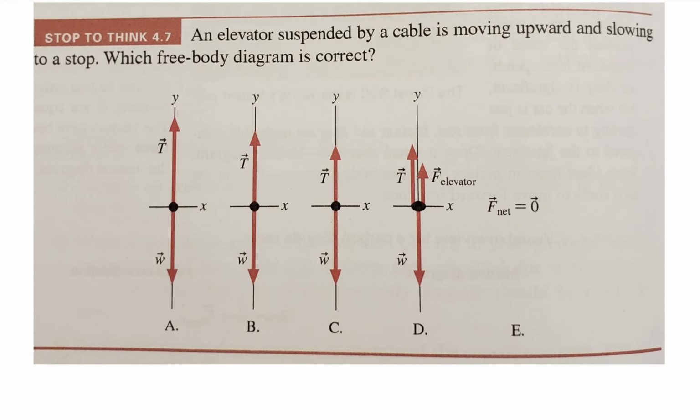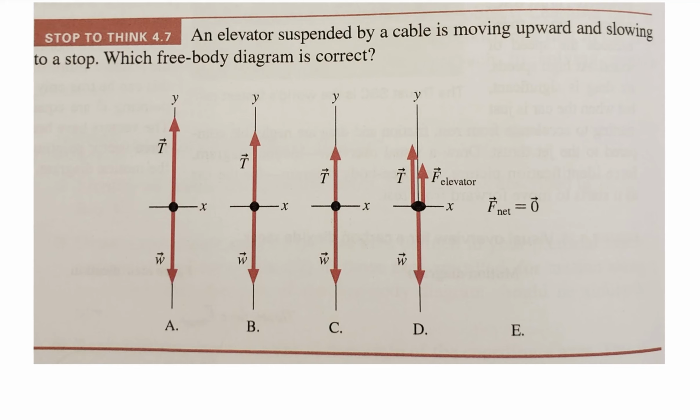An elevator is suspended by a cable and it's moving upward and slowing to a stop. Which free body diagram is correct? We'll take a second to think about it and then come back and answer it. Okay, so let's analyze each one of these answers here. A is showing that the tension is greater than the weight. If that's the case, what would the elevator be doing? It would be speeding up because the acceleration would be in the direction of the net force, which is up.